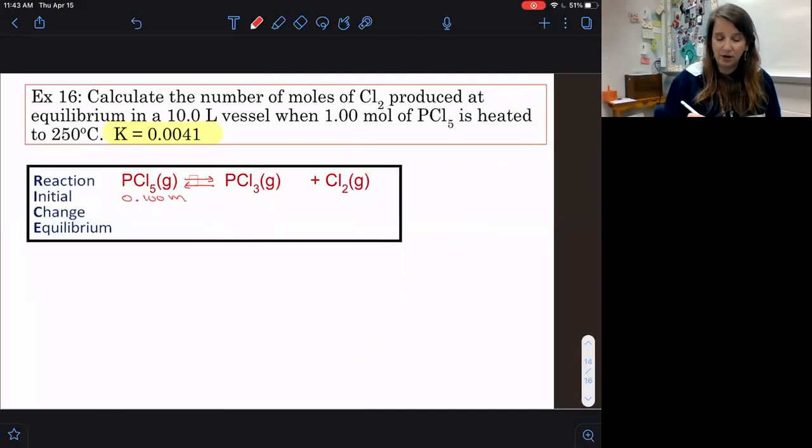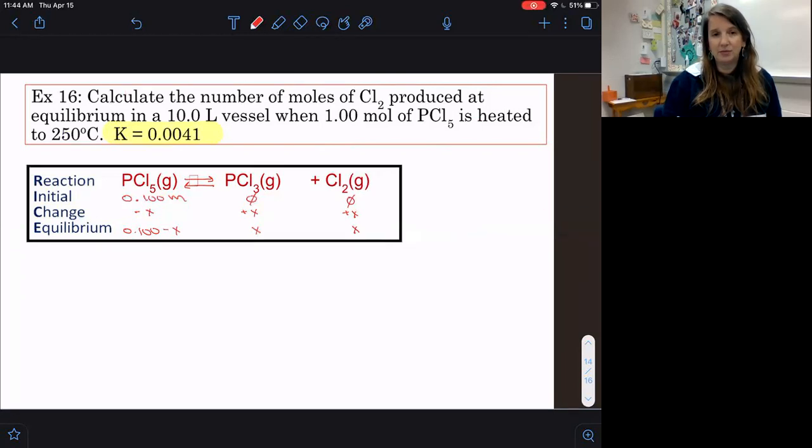Okay, and again, we always start with 0 products. So our change, we're going to lose some reactants and we're going to gain some products. So that's why it's plus X over here on this side. And then our equilibrium row, we add those 2 rows together. So we would have 0.100 minus X, and this would be X, and this would be X.